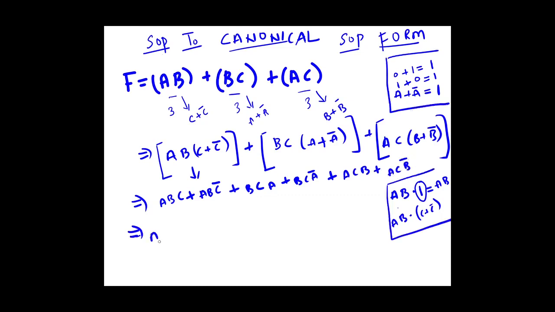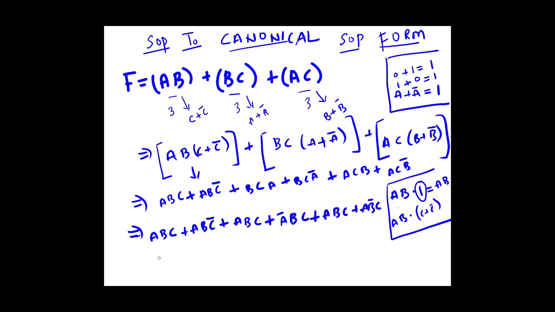So first write A, B and C. Next, plus A, B, C bar. Next, A, B, C. I am writing it in an order. Plus A bar, C, B. A bar, B and C. I am just writing all these terms in order. Plus A, B, C. Plus A, B bar, C.